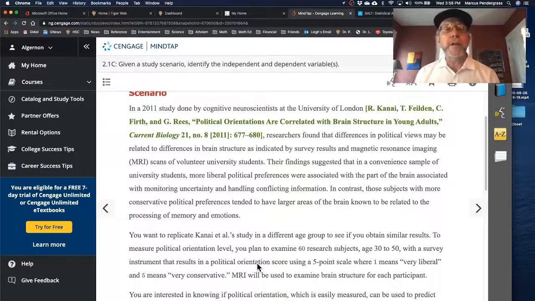In 2011, a study done by cognitive neuroscientists found that differences in political views may be related to differences in brain structure, as indicated by survey results for the political views and MRI scans for brain structure. Their findings suggested that in a convenience sample of university students, more liberal political preferences were associated with the part of the brain associated with monitoring uncertainty and handling conflicting information. In contrast, subjects with more conservative political preferences tended to have larger areas of the brain known to be related to the processing of memory and emotions.